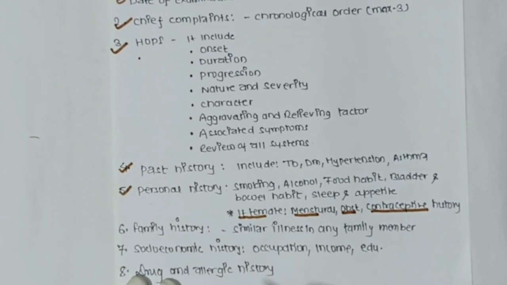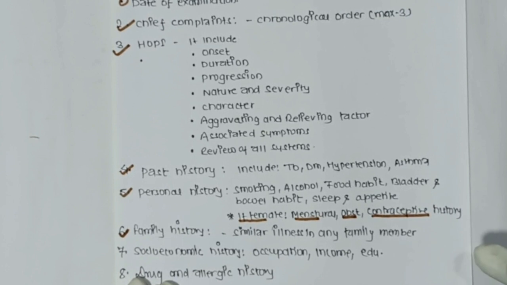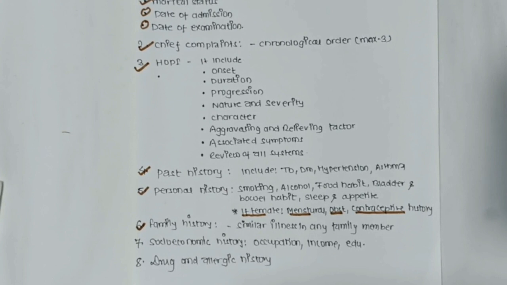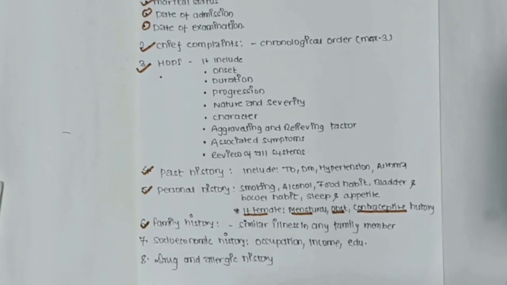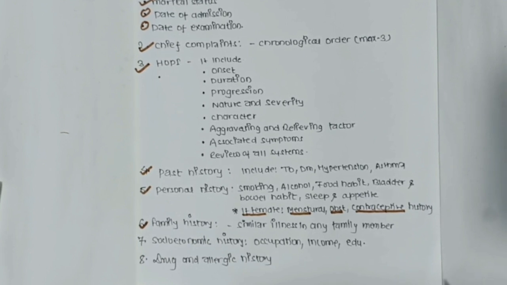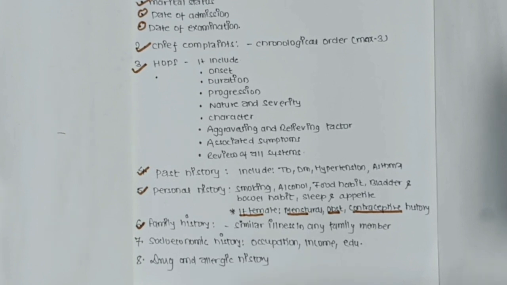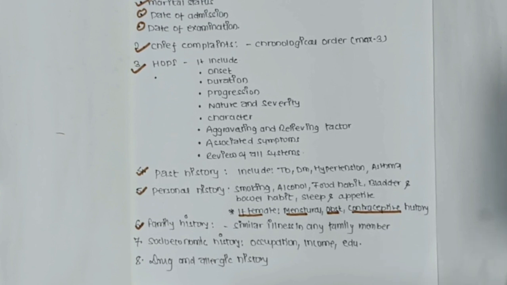Now the family history. In family history, we will ask about disease. If our patient suffers from asthma, we will ask whether anyone in his family is suffering from asthma or not. Now socioeconomic status. We will ask about occupation, income and education, because they determine the living standard. Occupation gives clues about the disease. Education determines his personal hygiene and standard.